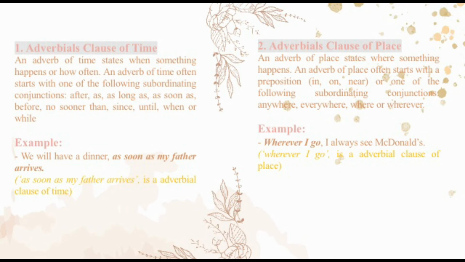And then the second one is adverbial clause of place. An adverbial clause of place states where something happens. Adverbials of place often start with a preposition such as in, on, near, or one of the following subordinating conjunctions: anywhere, everywhere, where, or wherever. For example, wherever I go, I always see McDonald's. "Wherever I go" is the adverbial clause of place.